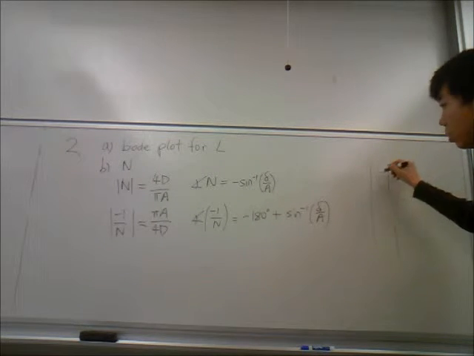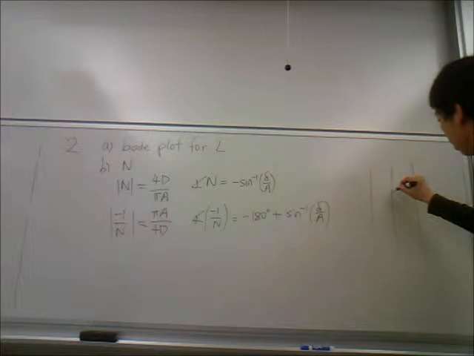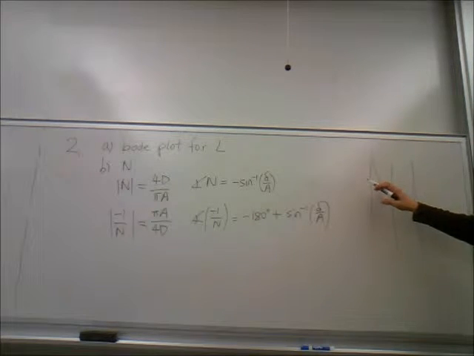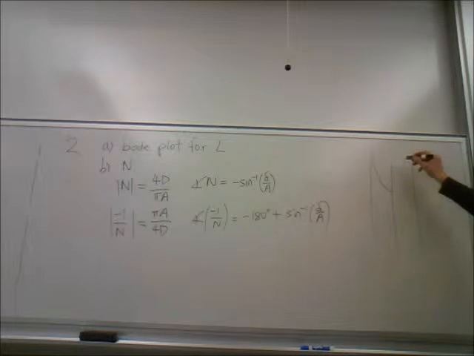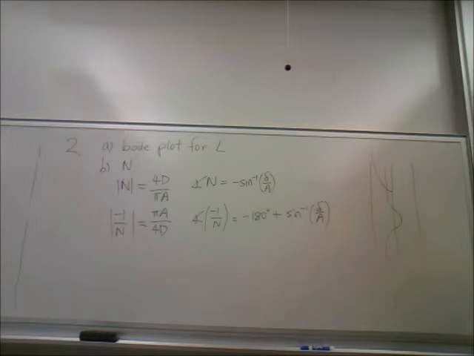If this is the plot for 1 over N, your Bode plot's going to do something like this, and then there's going to be a range here that if you increase K and shift this up, then you're not going to see a limit cycle. So you just solve for what those are.